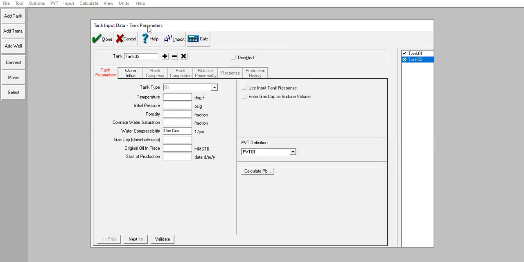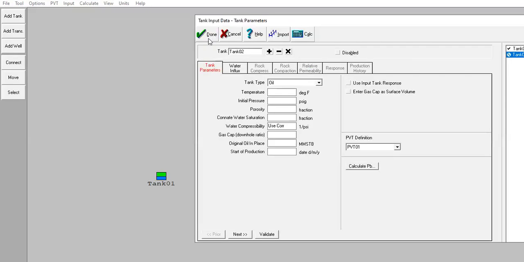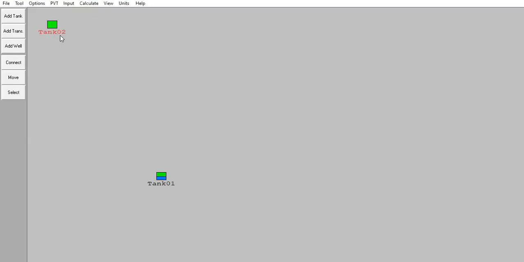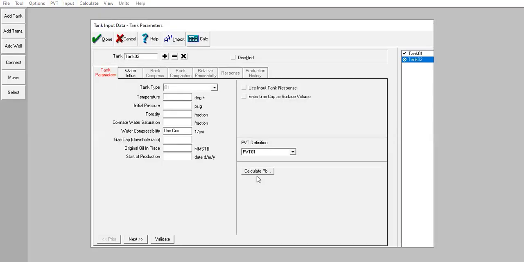All right, so I now have tank 2. I will first click done. Okay, I have this one, tank 2. I will move it there. All right, uncheck move. Go back to input, or we will go to this tank.